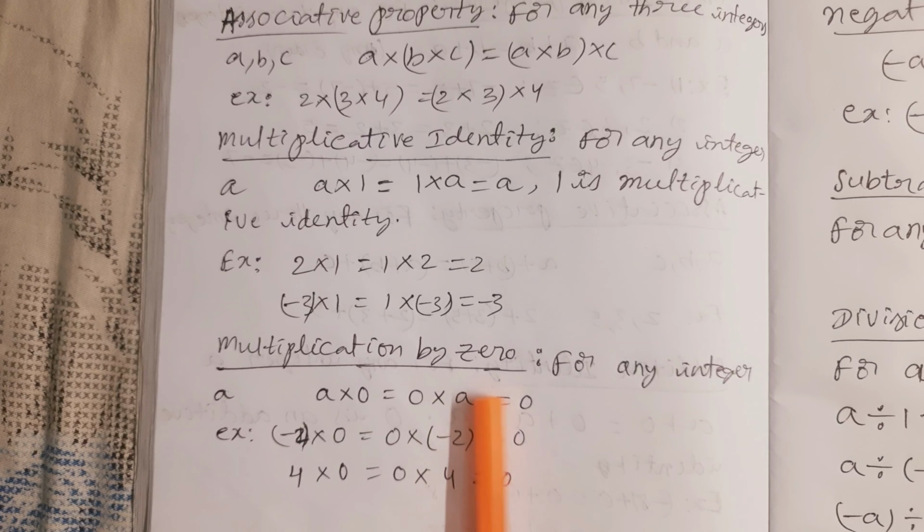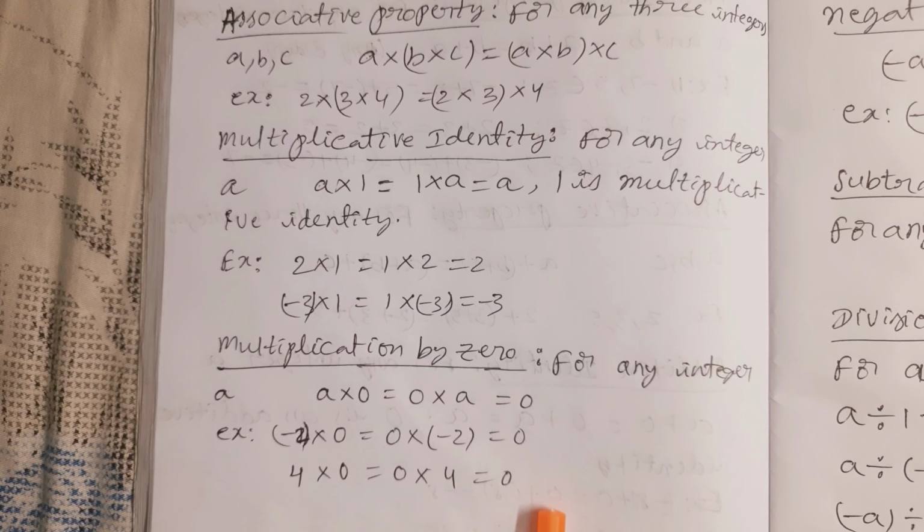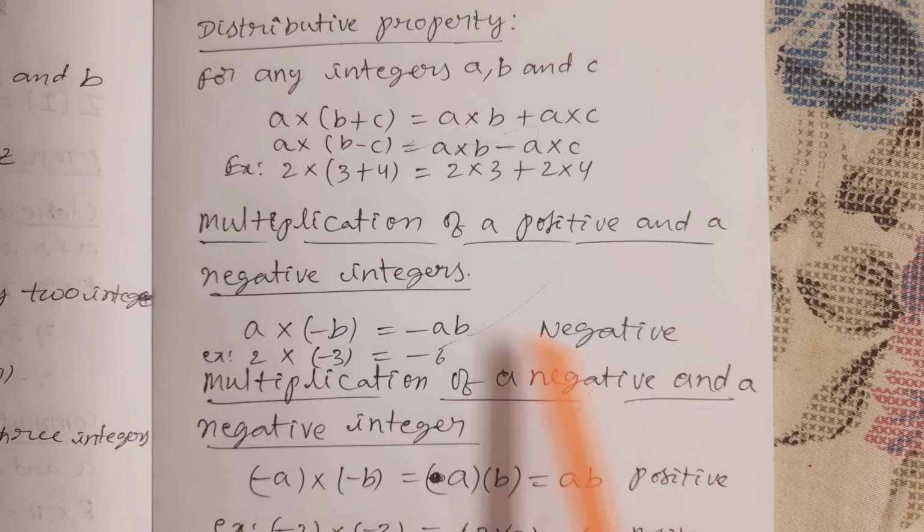Multiplication by 0: for any integer a, a into 0 is equal to 0 into a is equal to 0. That means multiplication with 0 always gives 0. That is one of the important properties. Minus 2 into 0 is equal to 0 into minus 2 is equal to 0. Even if positive or negative changes, it is vice versa. Similarly, 4 into 0 is equal to 0 into 4, 0 only coming.